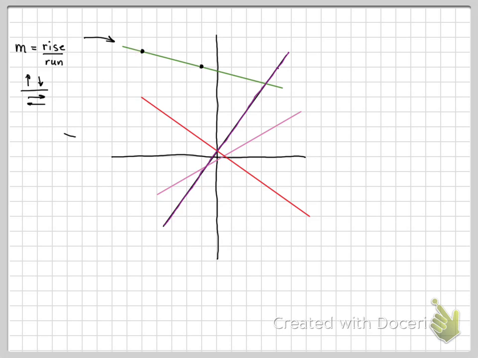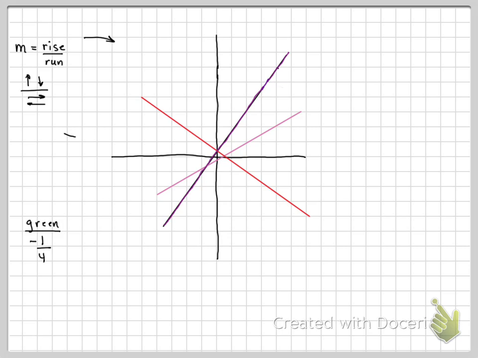Okay, so in order to get from the point on the left to the point on the right, we have to go down 1. So the green line, we go down 1 and then over 1, 2, 3, 4. So the slope of the green line is -1/4. Okay, so I'm going to erase that to get it out of our way, and just kind of reconstruct here.